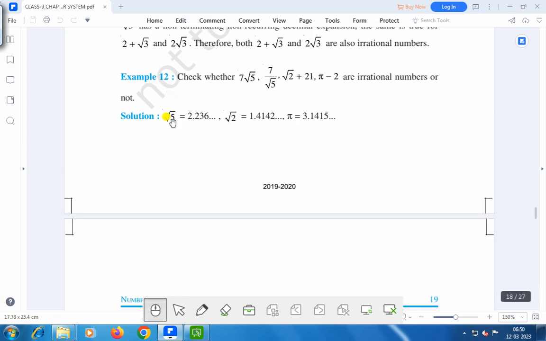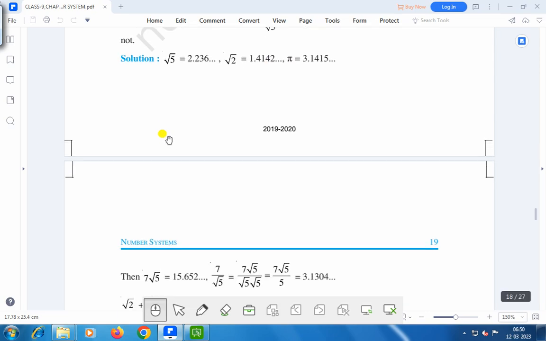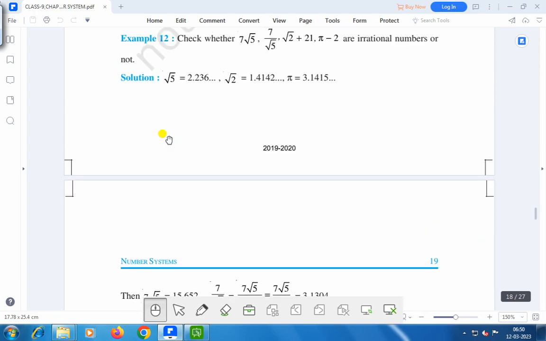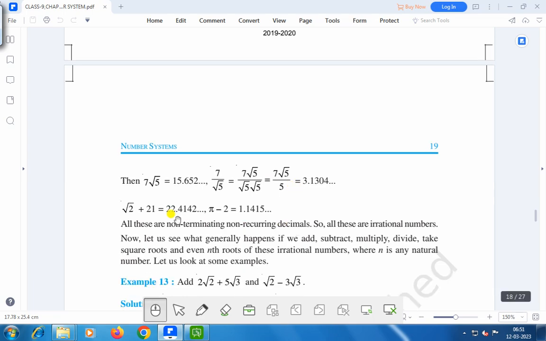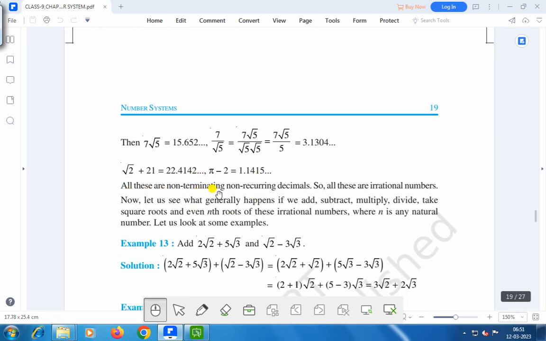Root 5 is 2.236 dot dot dot. Root 2 is equal to 1.4142 dot dot dot, and pi is 3.1415. Then 7 root 5 is equal to 15.652, and 7 root 5 by 5 is 3.1304. Root 2 plus 21 is 22.4142, and pi minus 2 is 1.1415. All these are non-terminating, non-recurring decimals, so all these numbers are irrational numbers.